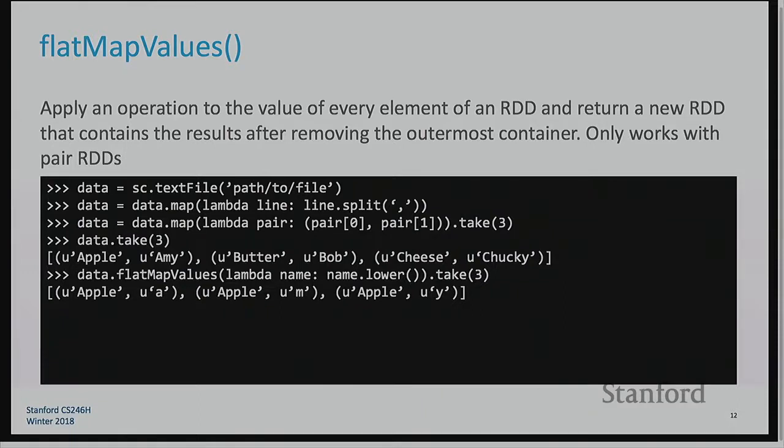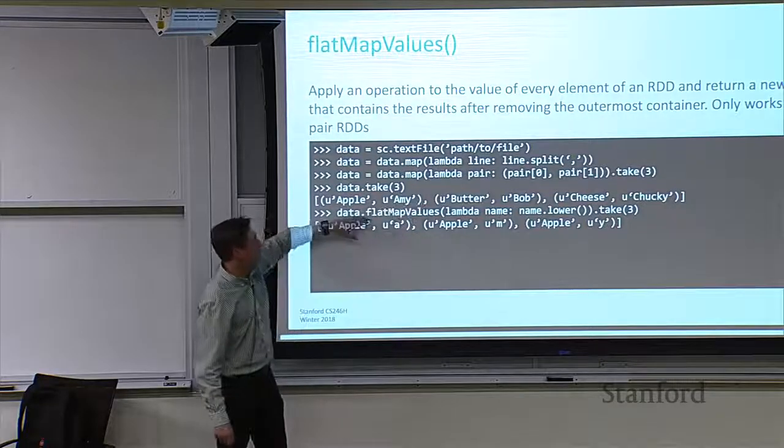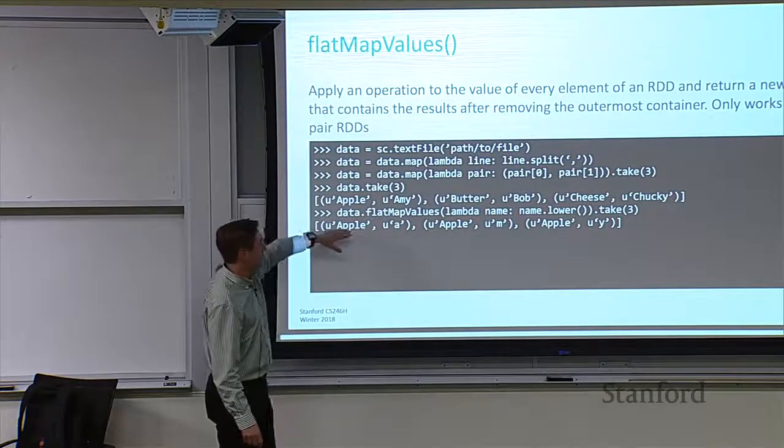Flat map values. See if you can guess what this does. Same thing. Only operates on pair RDDs. It's a flat map on only the values. Yes? I guess I'm a little confused. In this case, if we do our original same transformations, we've got our same thing here. So we're doing a flat map values.